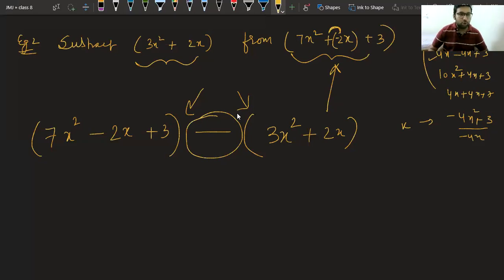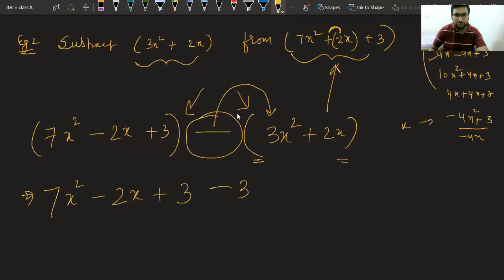Now see, open the brackets. Class, 7x square minus 2x plus 3. Tell me, when you open this bracket, what will happen? Class, when we open this bracket, this negative sign will make this negative. So we will have minus 3x square. This negative will make this also negative, minus 2x.